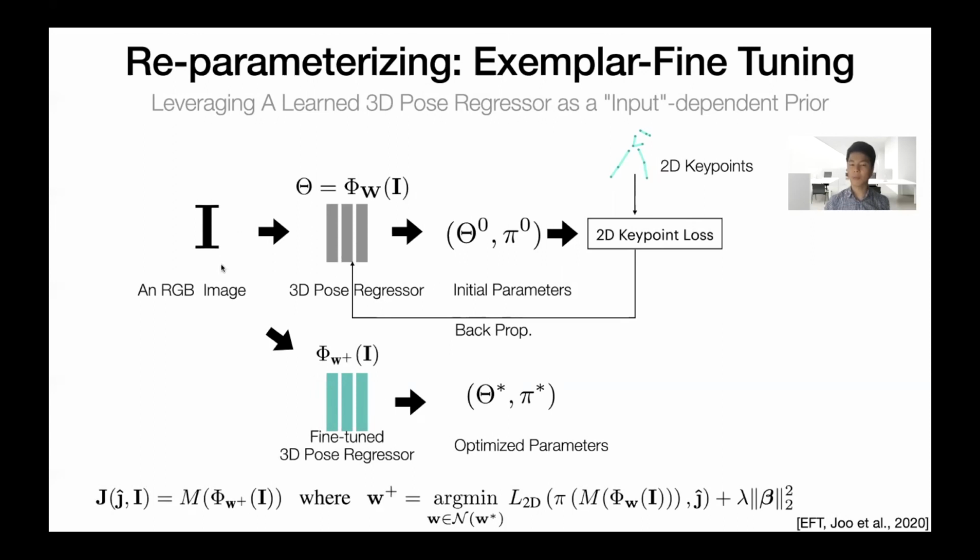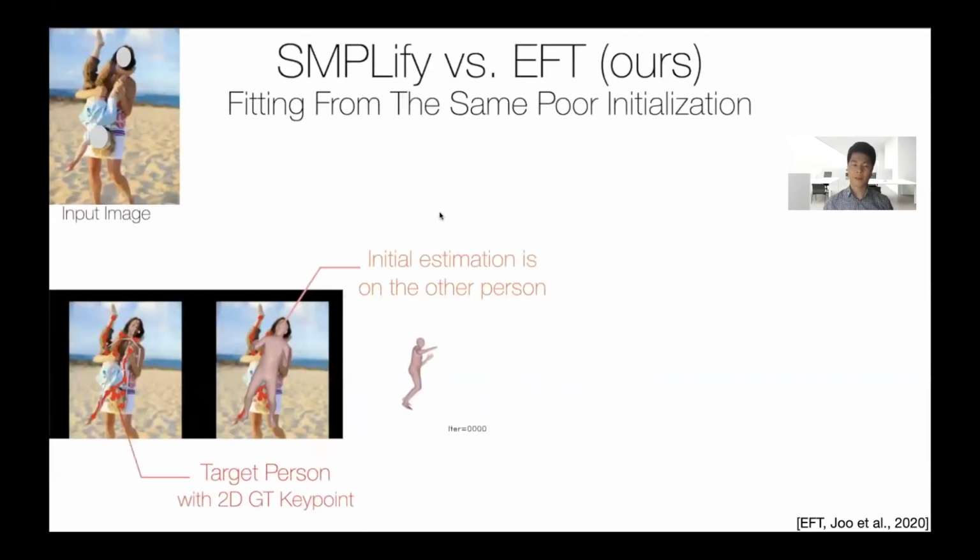So given the same input, we just use the fine-tuned version, and this final optimized parameter is our tuned parameter, which has better localization quality than this initial version. And after applying this EFT for one sample, we just throw away this fine-tuned one and redo the fine-tuning for the next sample. So let me just show you some qualitative comparison here.